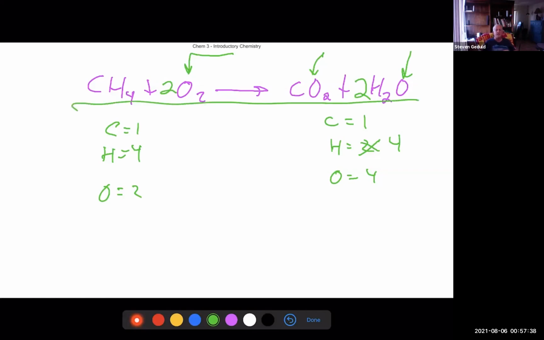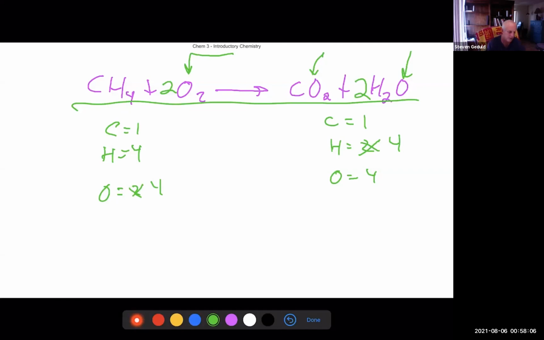So what this says is that 1 mole of methane is going to react with 2 moles of oxygen to give you 1 mole of CO2 and 2 moles of water. Now this says 4. And we're balanced.